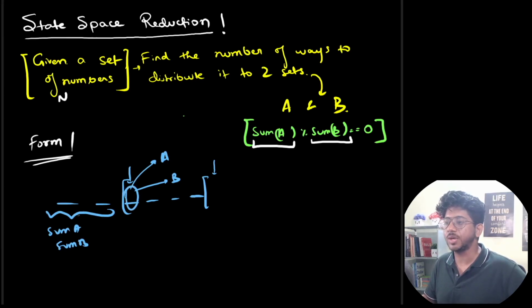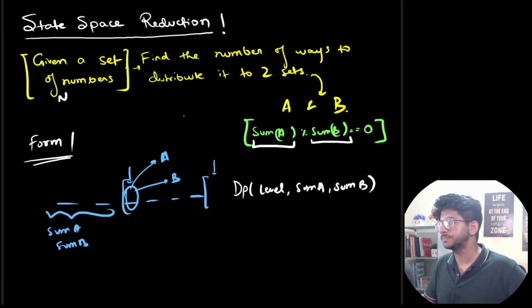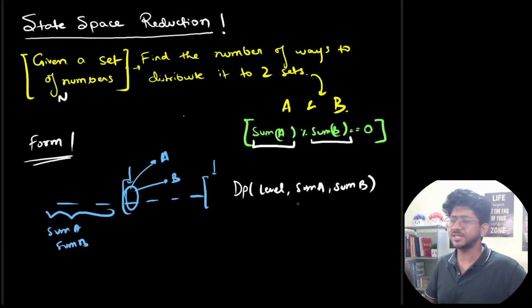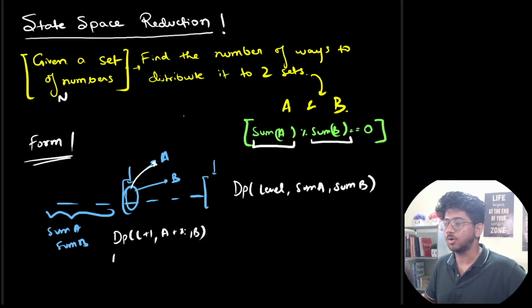If we take it into A, we add it to the sum of A. If you take it to B, we add it to sum of B. So a very, very natural state choice for this would be dp of level, comma, sum A, comma, sum B. Now this is the natural state choice, and we can design the transitions very simply. If you take it in A, you go to dp of level plus 1, with A plus x of i, and B remains the same. Or you can go to dp of level plus 1, A remains the same, and B is added with x i, right?